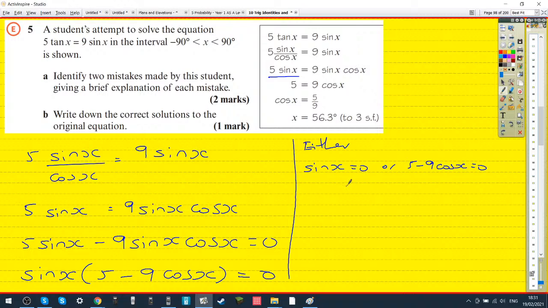I see what you mean, but I don't know how you solve it from here. Just a normal way. Sin x equals 0. Inverse sine of 0. What do you get? Zero. Nothing wrong with that. And then the other one they solved for us, and they got 56.3 degrees.